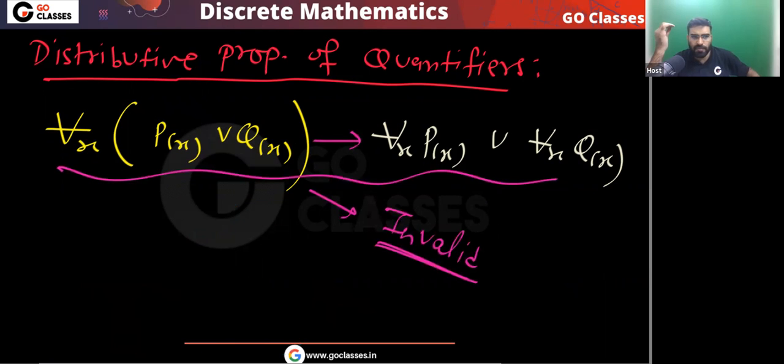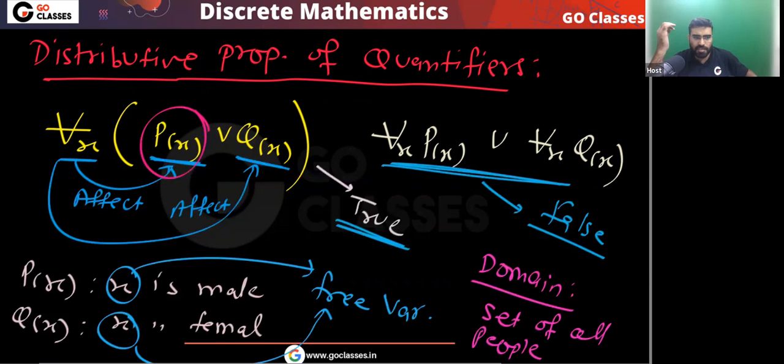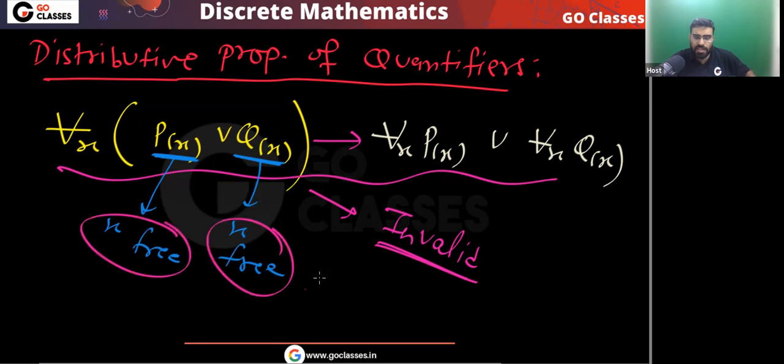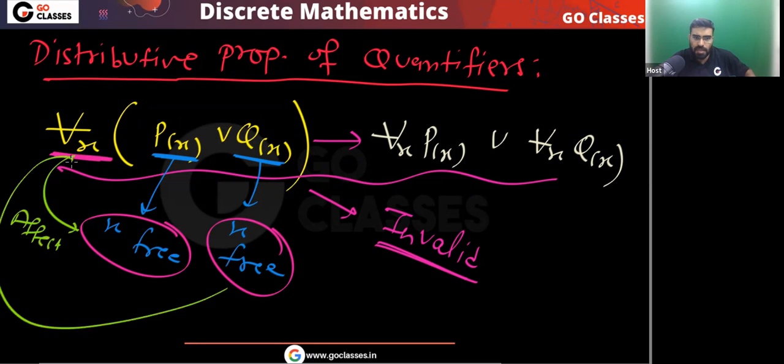But tell me one thing. This is very important: here you can notice this is also a predicate over variable x. In this also x is free. Because x is free here, that is the reason this universal quantifier can affect them. Agree? That is the reason this universal quantifier is affecting them.